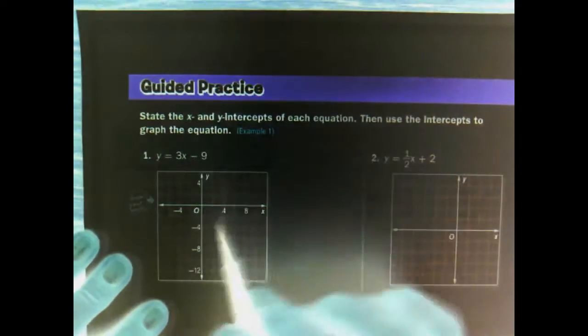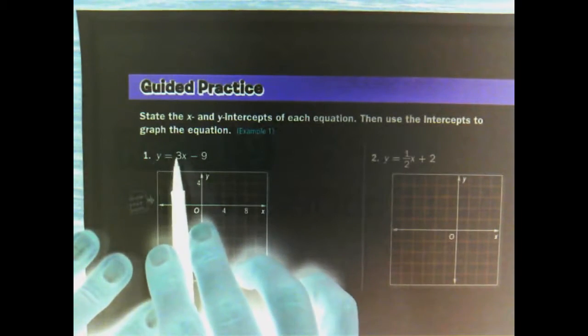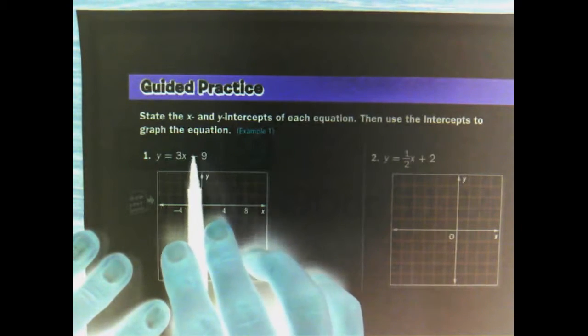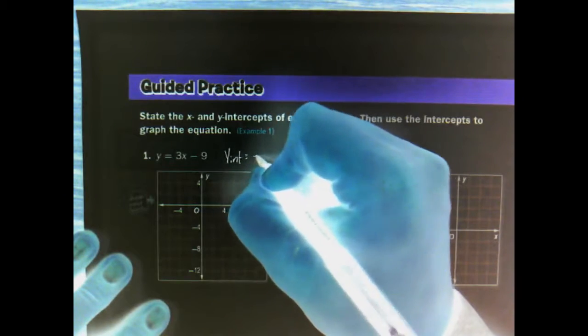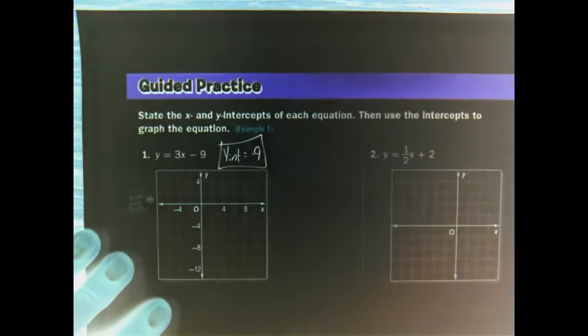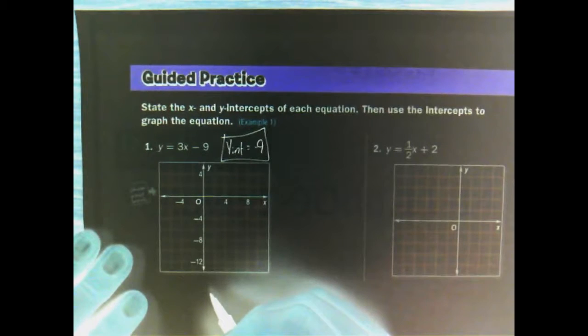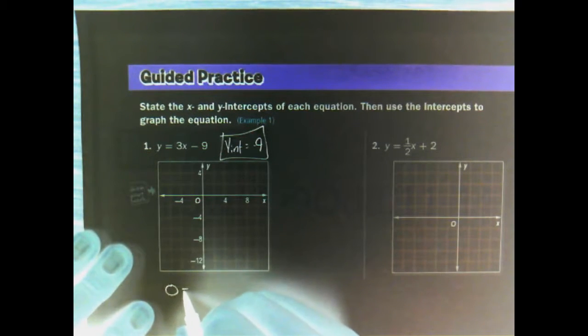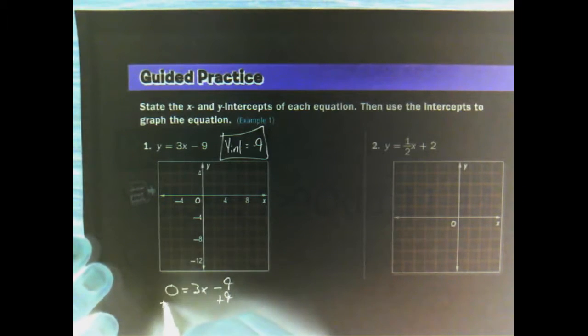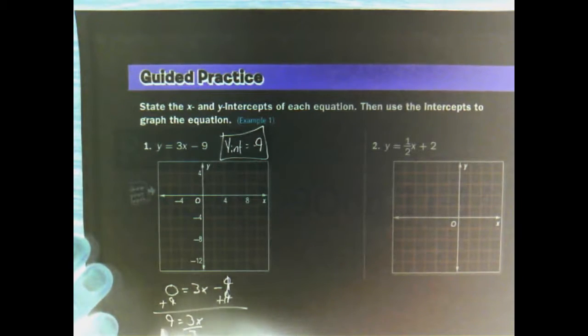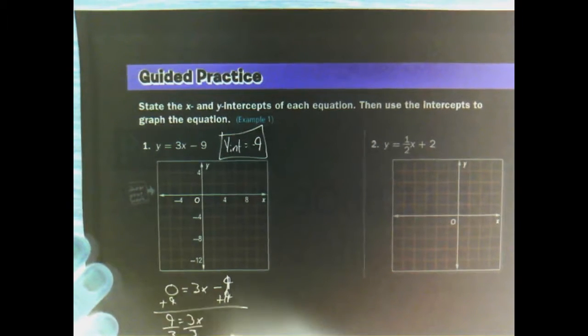Okay, so right away it's in slope-intercept form. Y equals mx plus b. I know b is the variable for the y-intercept, so I know my y-intercept right away is -9. In order to find my x-intercept, I plug in 0 for y, and I solve. So 0 equals 3x minus 9. Add 9 to both sides. 9 equals 3x, divide by 3. My x-intercept is equal to 3.